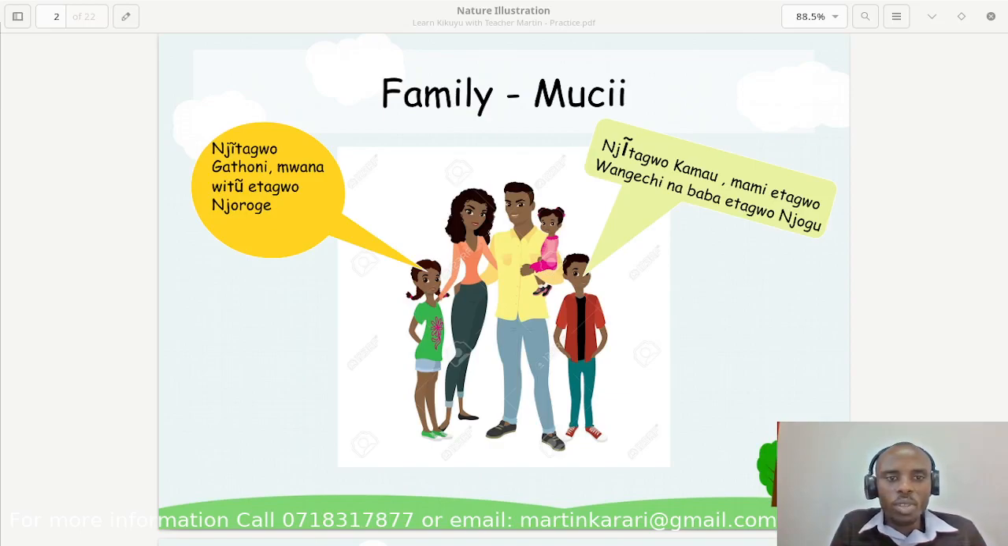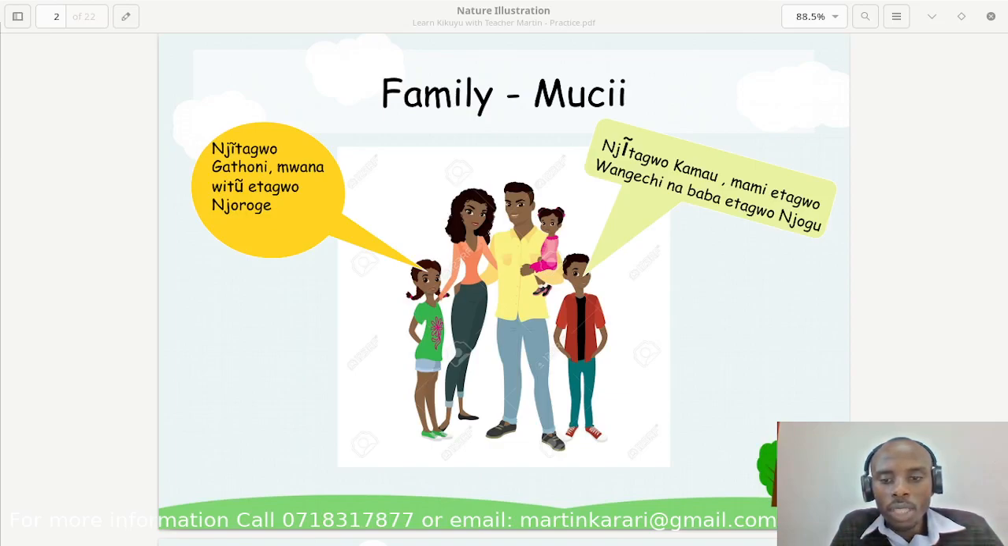So we start with family. Family in Kikuyu is Mucii. And in the family we have father, which in Kikuyu is called Fafa. We have mother, commonly in today's society referred to as Mami. By the old generation, you'll hear Maito.